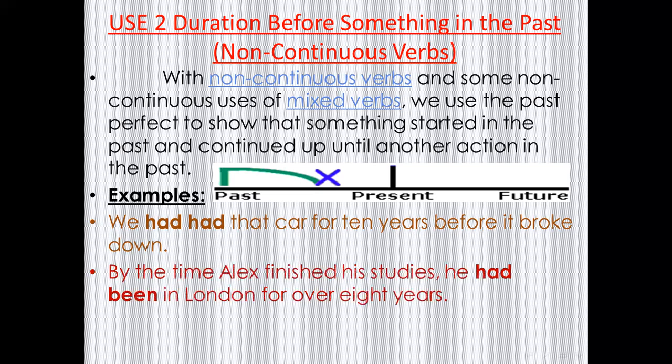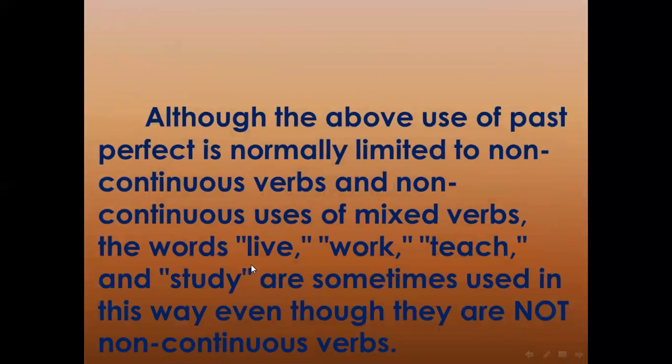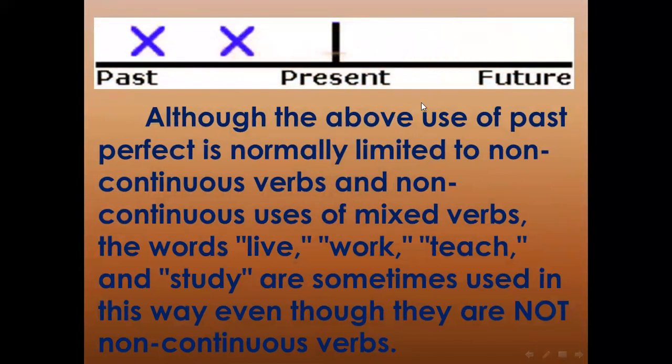By the time Alex finished his studies, he had been in London for over 8 years. They felt bad about selling the house because they had owned it for more than 40 years. Yes, it's very difficult. Although the above use of the past perfect is normally limited to non-continuous verbs or non-continuous uses of mixed verbs, the words live, work, teach, and study are sometimes used in this way, even though they are not non-continuous verbs.